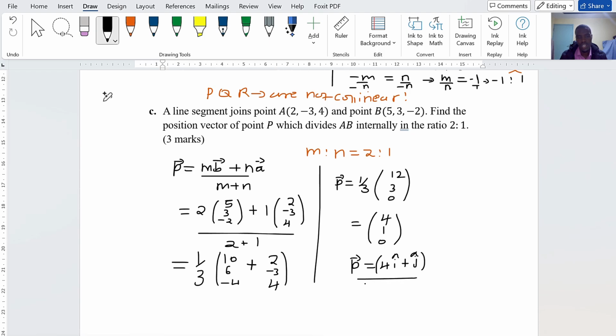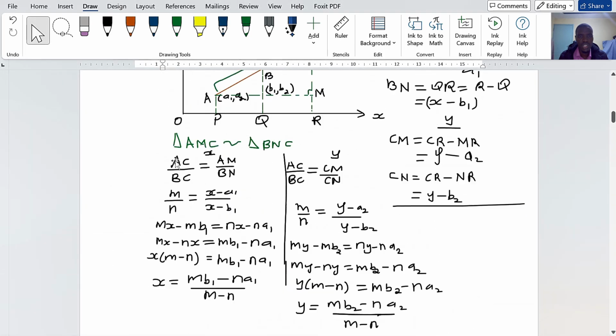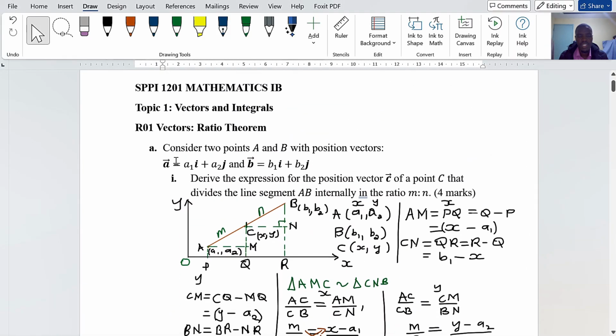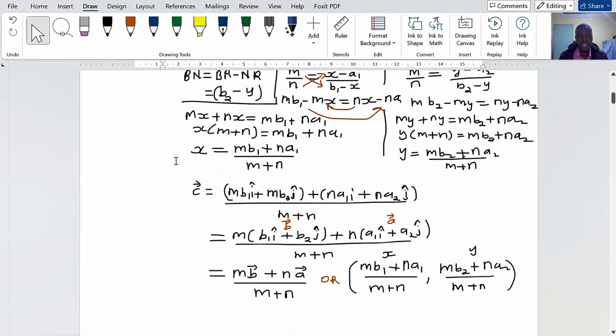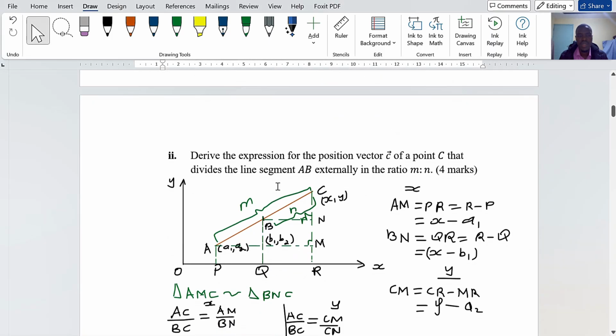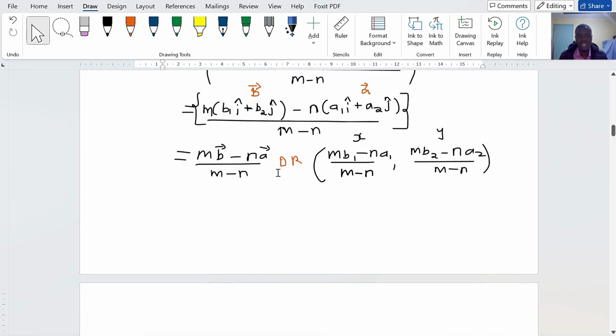So this is the position vector P that divides the line internally in the ratio of 2 to 1. That marked the end of revision 1, which was on the ratio theorem. We started from deriving the ratio theorem on internal division of a line, which is this, and you can get coordinates using this or this. Then we have the derivation of the ratio theorem for external division of a line.